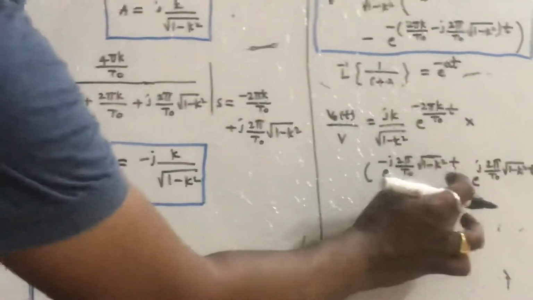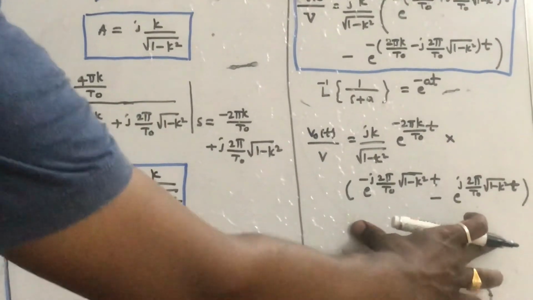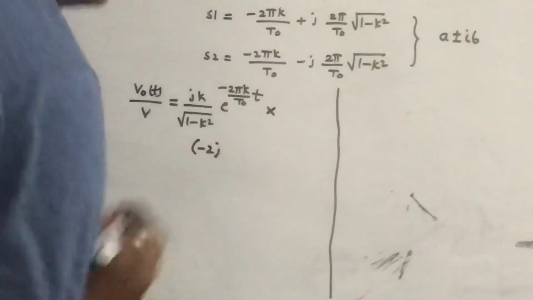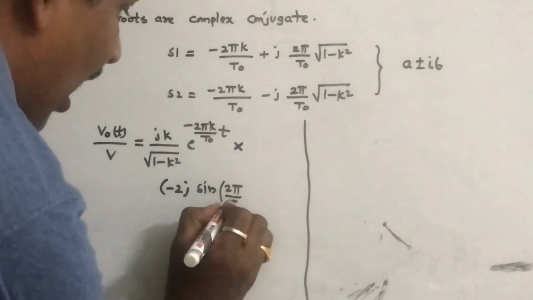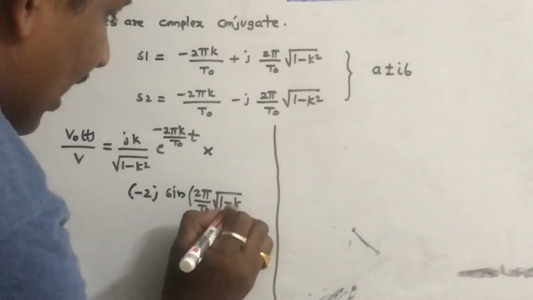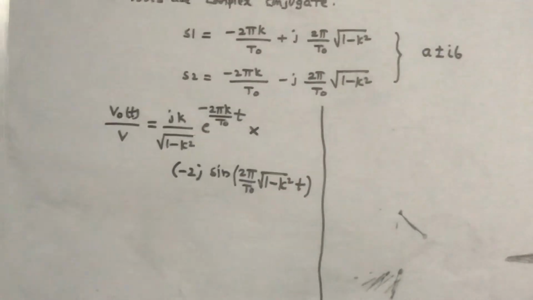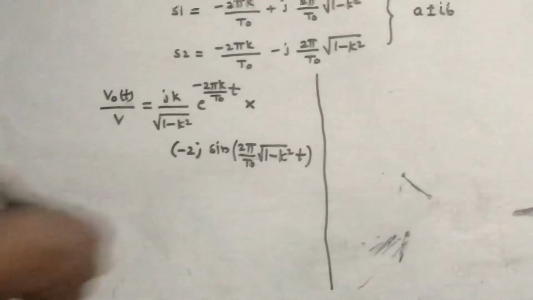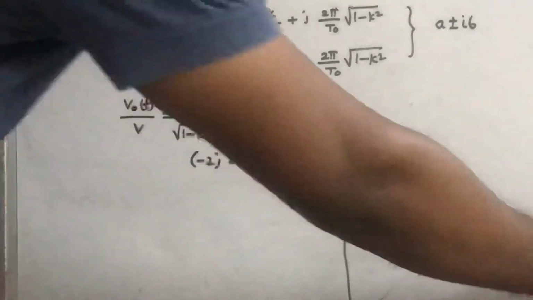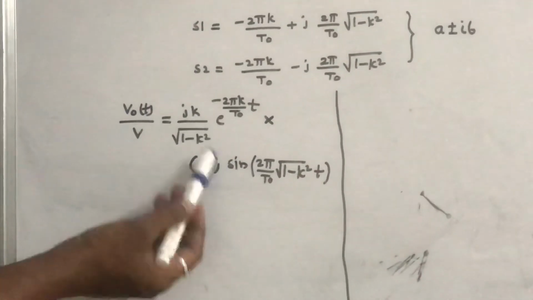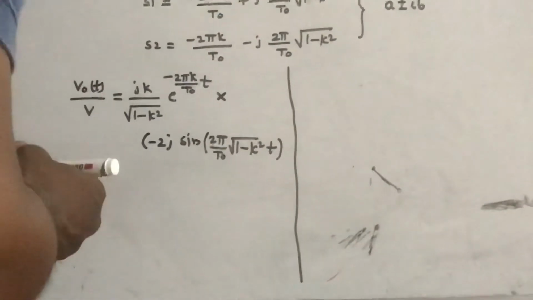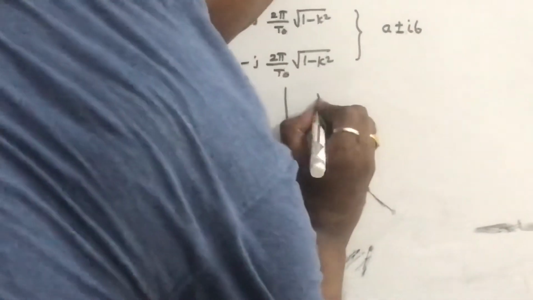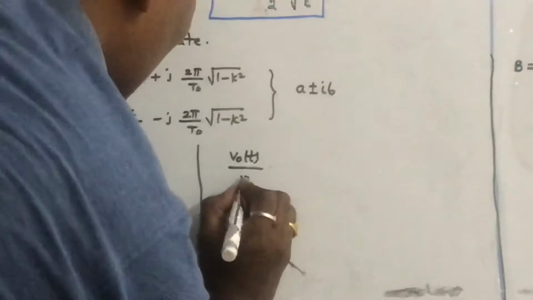Use the formula e power i theta minus e power minus i theta for this, which is written as minus 2j sine of 2 pi by t naught into square root of 1 minus k square into t. So this is what we can use from the term. So therefore you can clearly see that j into minus j will become minus j square, it will become 1. So v0 of t by v is finally written as, very very important one.